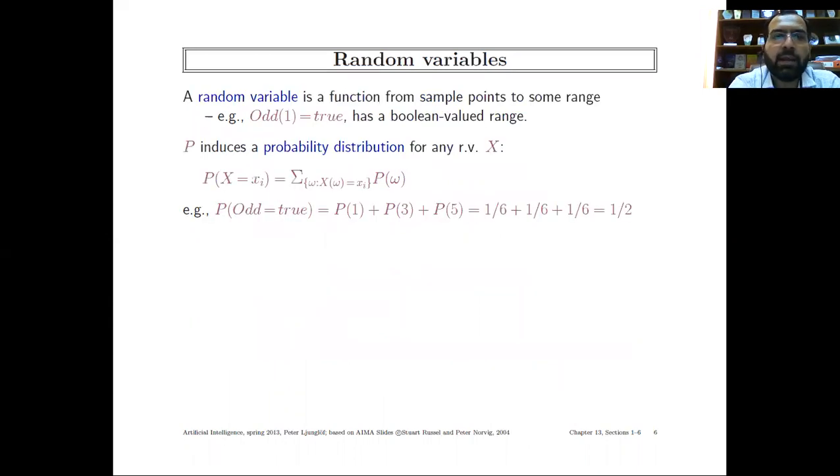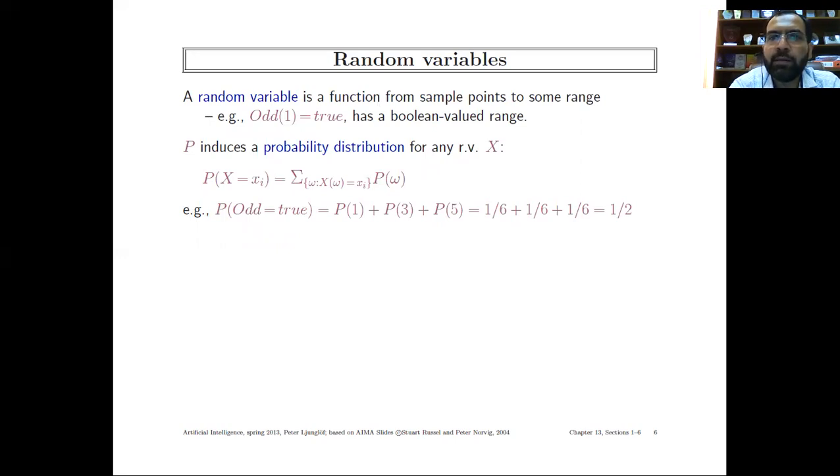Concept of a random variable. A random variable is what? It is a function from sample points to some range. For example, odd(1) equal to true has a Boolean range because it is either false or true. So that random variable can take two values. That is why it is called Boolean ranged, but not necessarily all random variables are Boolean valued. So we may have a multi-valued random variable.